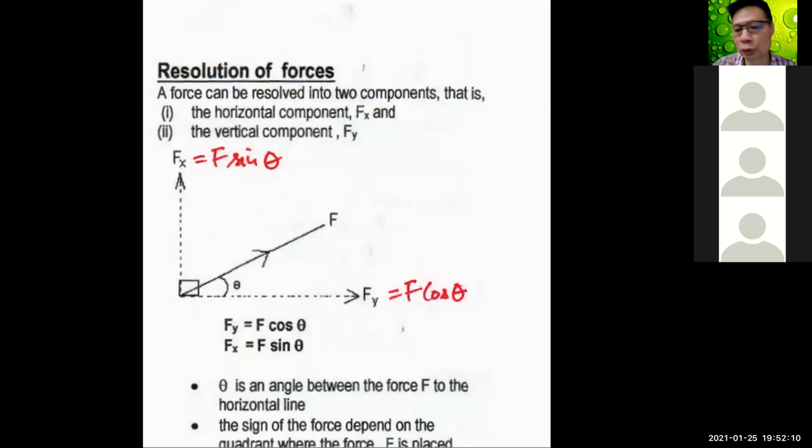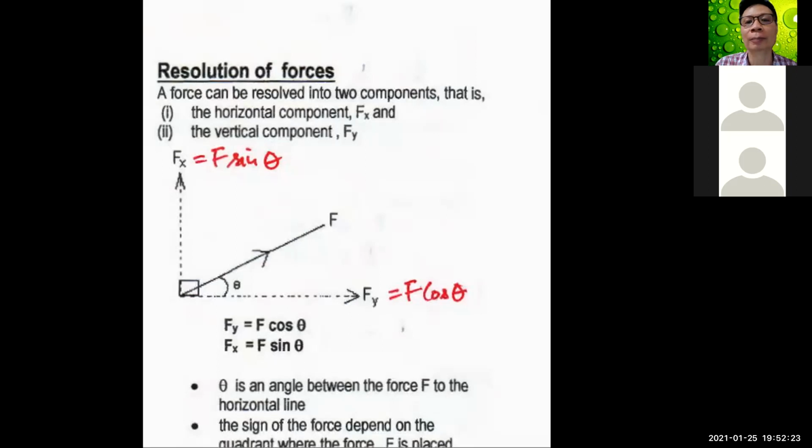Resolution means you don't do drawing anymore. No drawing triangle, no drawing parallelogram, but you just do calculation only. How to do calculation? You have to break up the force when the forces are not horizontal and not vertical. Like this one, for example, this force F is not horizontal and also not vertical. Then you have to resolve it. Resolve means you break it up.